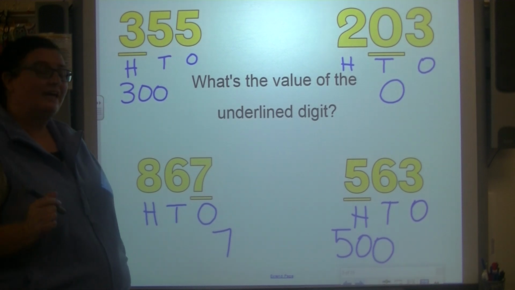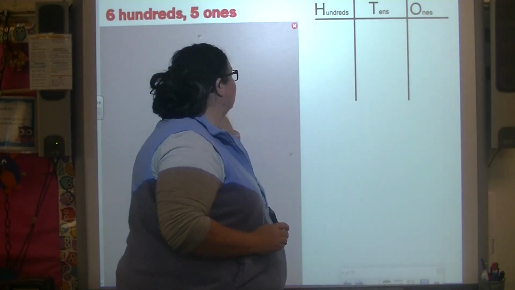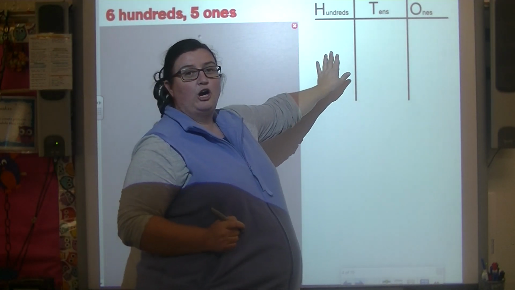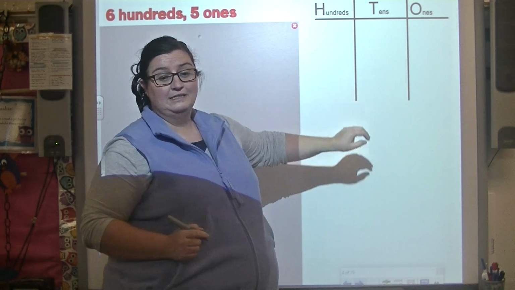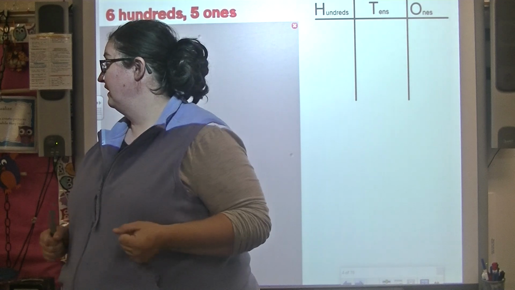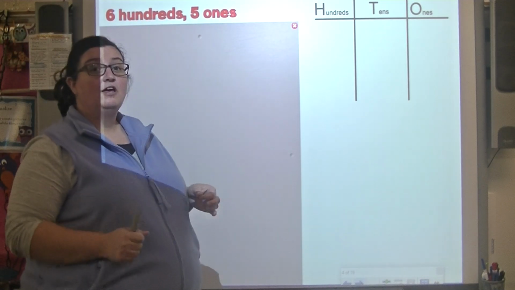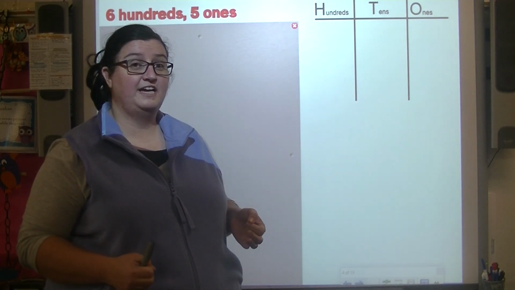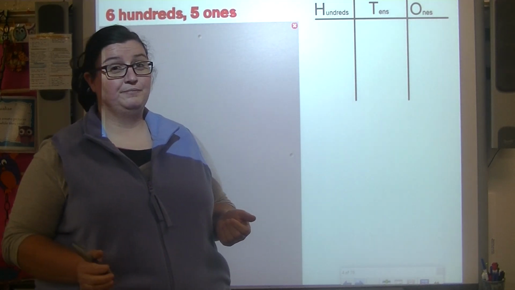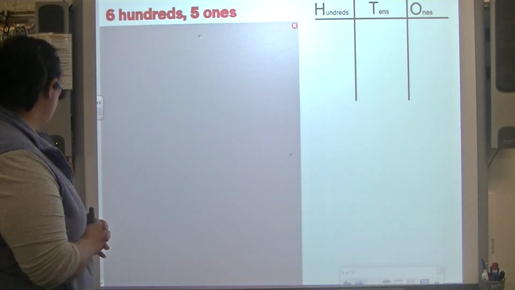All right, now let's look at it another way. You have a chart in your math kit, in your little math manipulative kit. This says hundreds, tens, and ones. If you have it in a dry erase marker, you can pause the video and go get it because you can use it for this part. I'll give you just a second to get it.